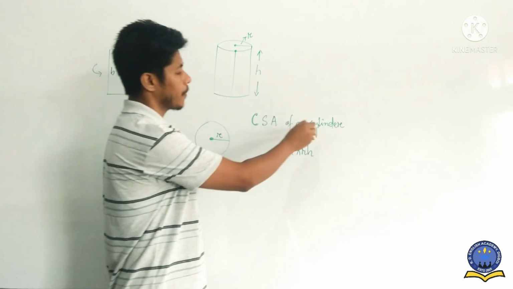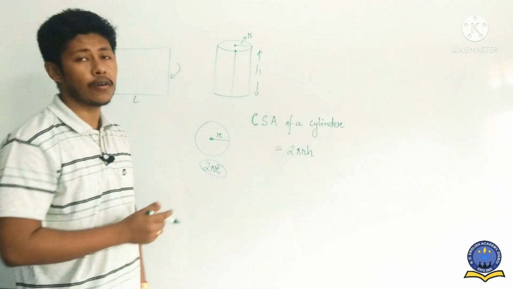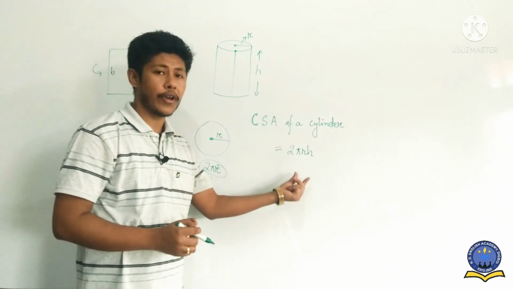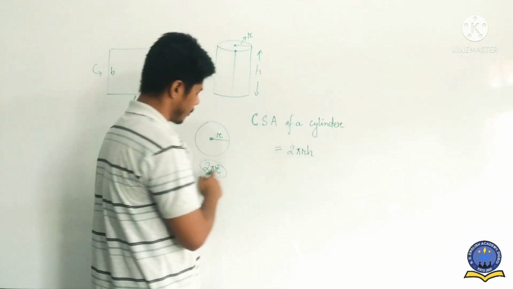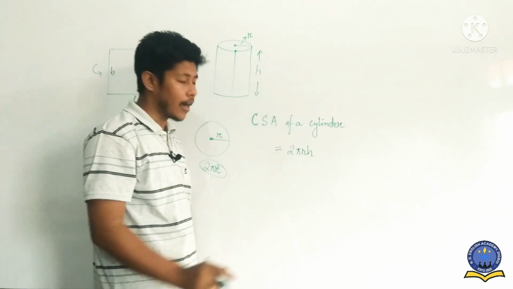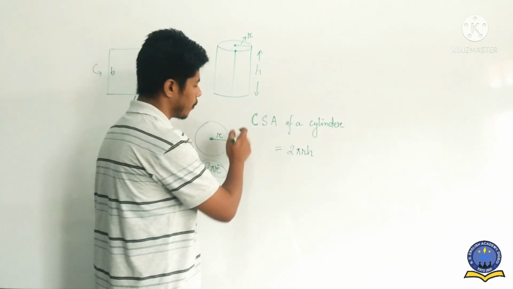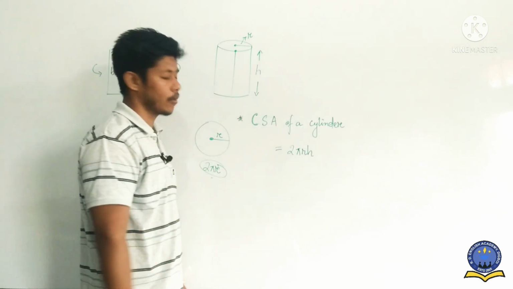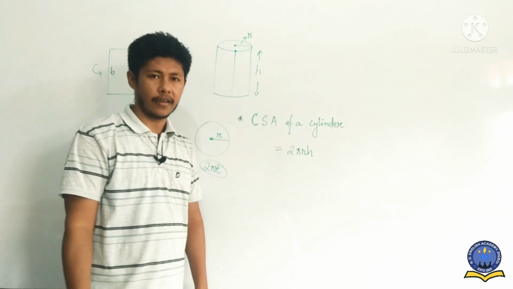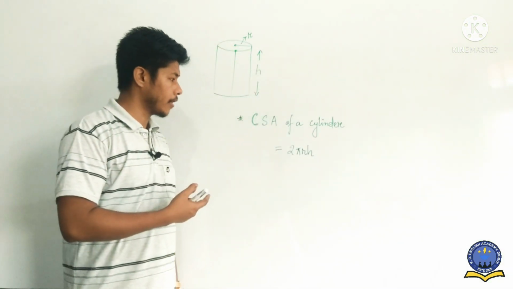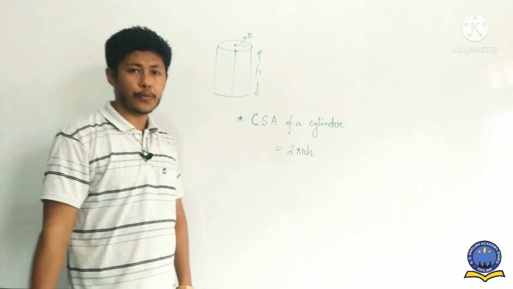So the curved surface area of a right circular cylinder, or simply we write curved surface area of a cylinder, is what? Twice pi r h. Twice pi r is the circumference and h is the height. Is it clear? I hope all of you understood this one. Very important formula. So curved surface area of a cylinder equals what? Twice pi r h. Okay. So for the curved surface area of a cylinder, we get twice pi r h.